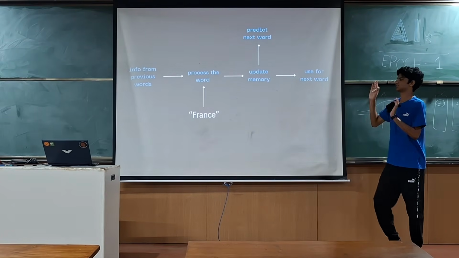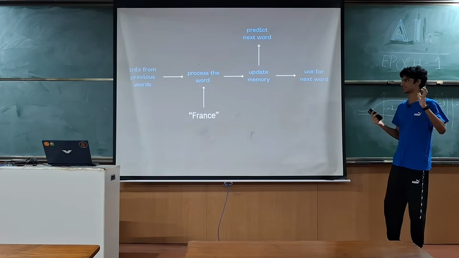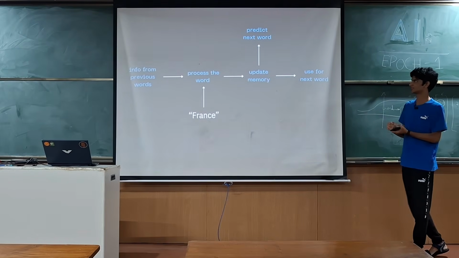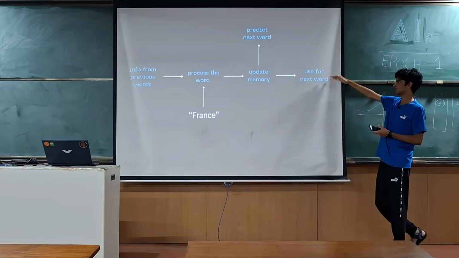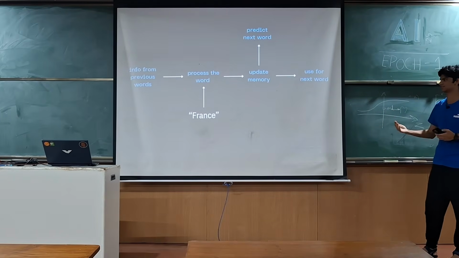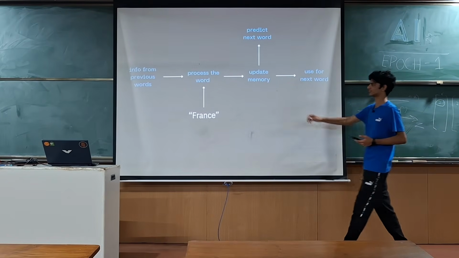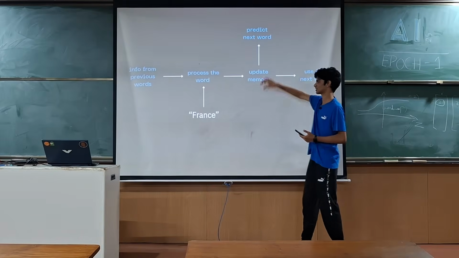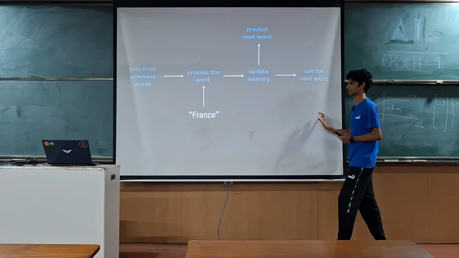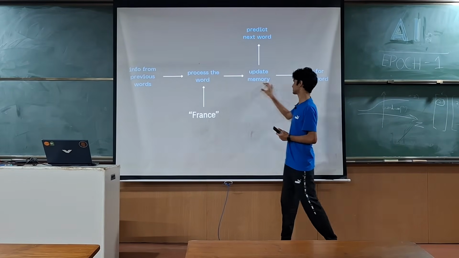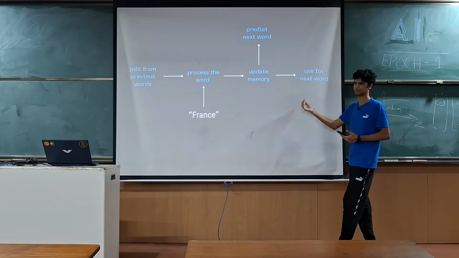So again, reading a word, you are also using information that you got from the previous words. You update that memory. Now you can use this memory either to predict the next word, or you can use this as memory for the next word and keep going. In the case of France, we're not predicting any word because we have no more words after this. But when you read "speak," after "speak" there's no other word. So you have to make a prediction.